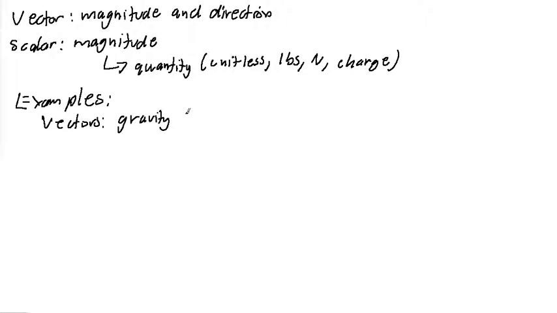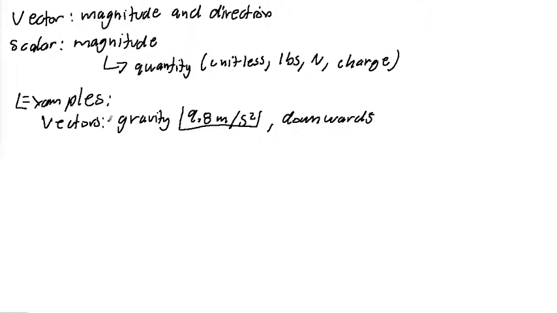Gravity, we know the magnitude is 9.8 meters per second squared, which is acceleration, downwards or towards the ground. Now notice the two components: 9.8, which is the magnitude, as we pointed out over here, and then the direction is downwards.